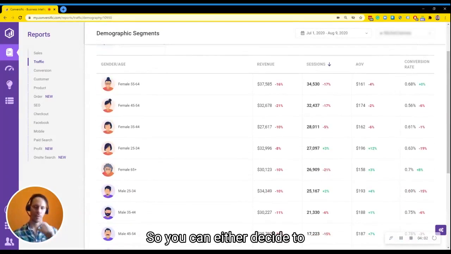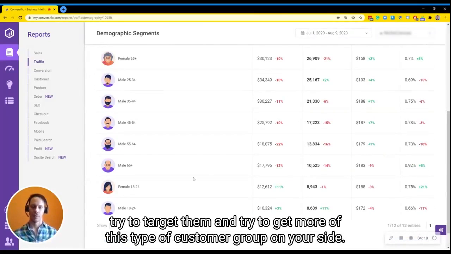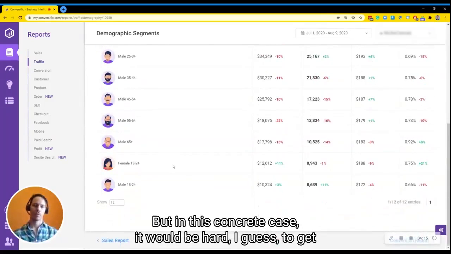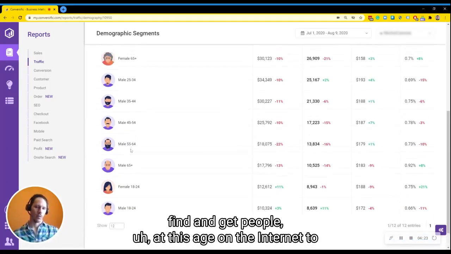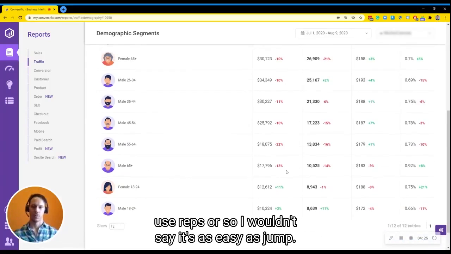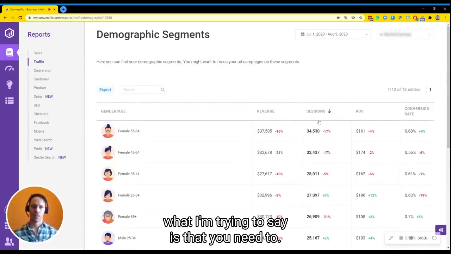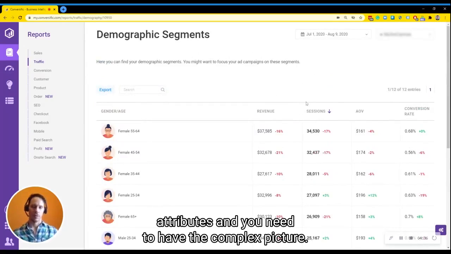So you can either decide to try to target them and get more of this type of customer group onto your site. But in this concrete case, it would be hard, I guess, to find people at this age on the internet to use a web store. So I wouldn't say it's the easiest job. So what I'm trying to say is that you need to take a look at all of these different attributes, and you need to have the complex picture.